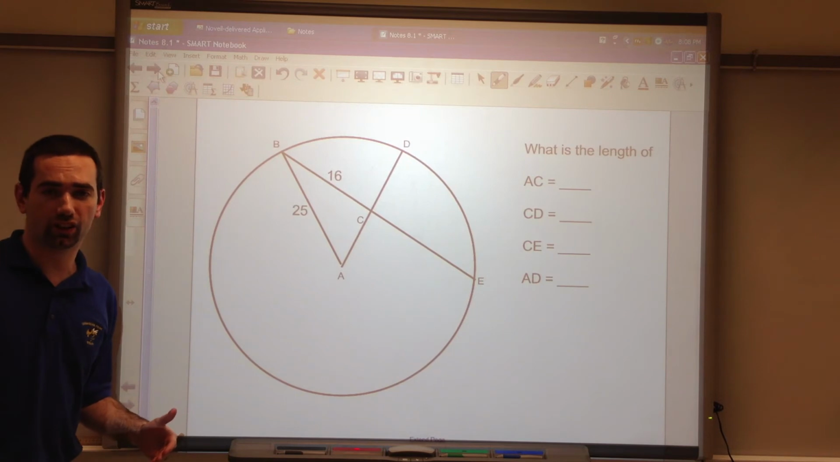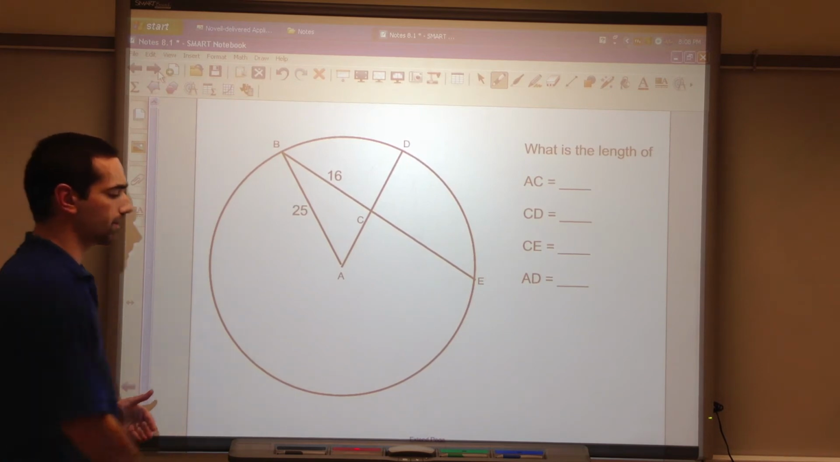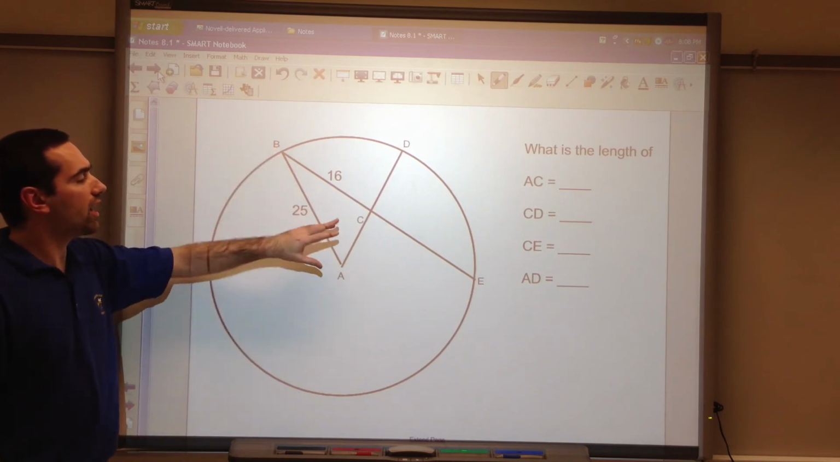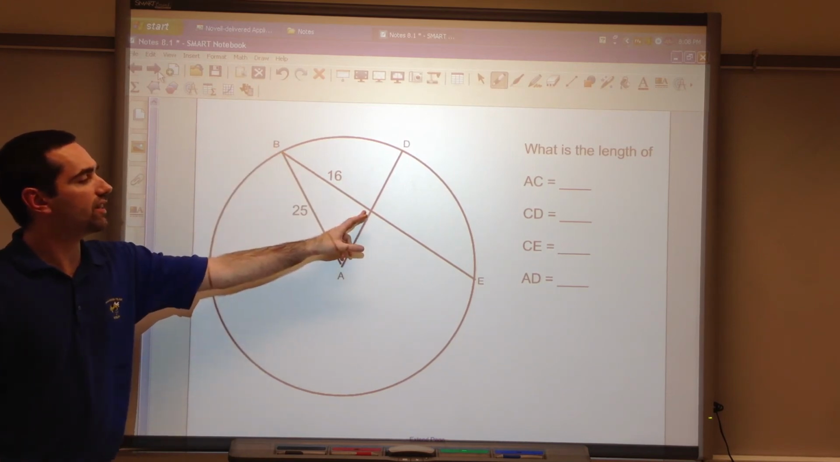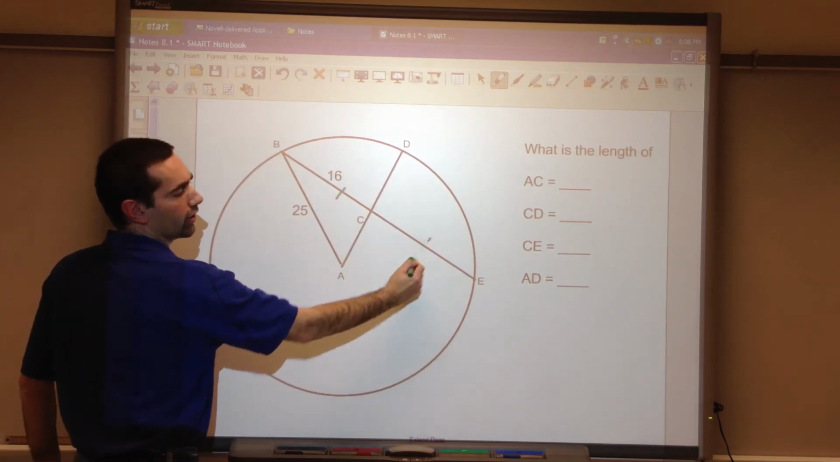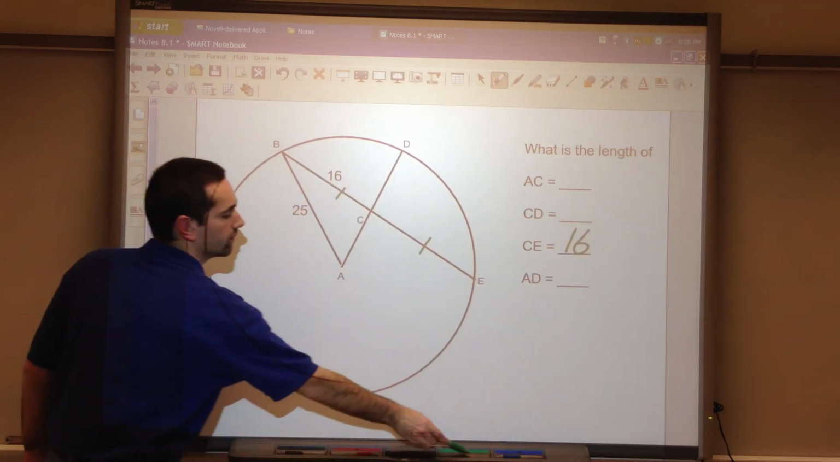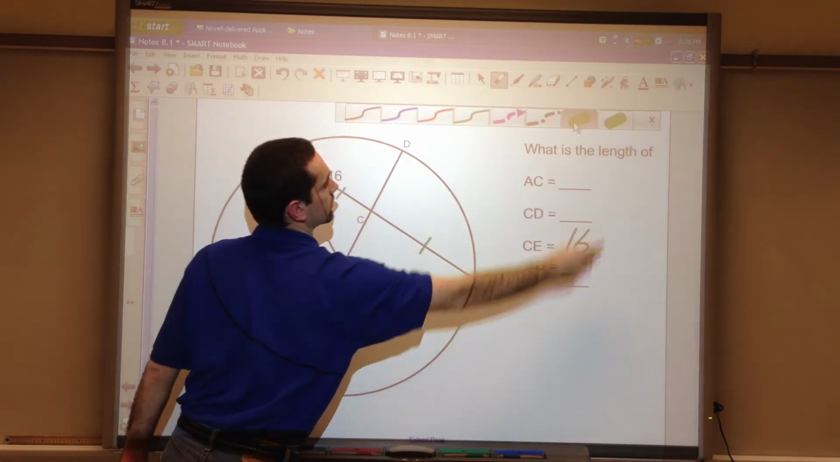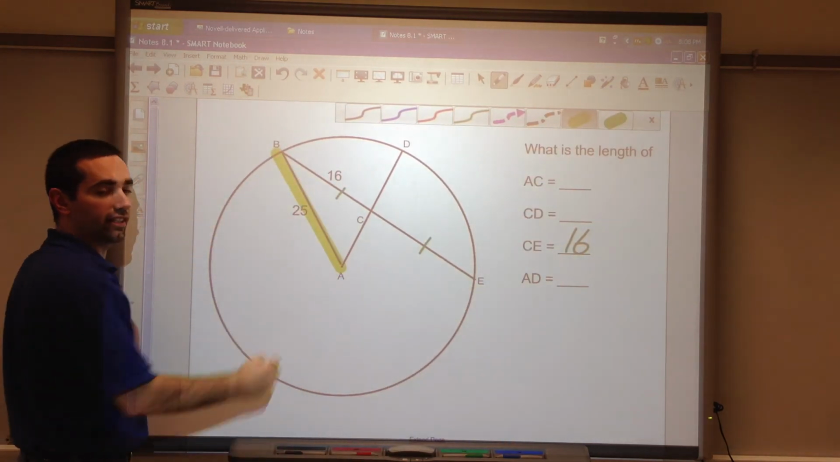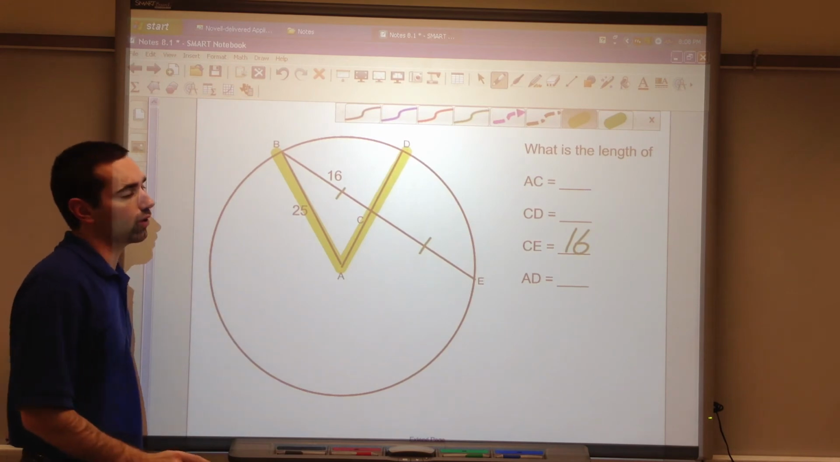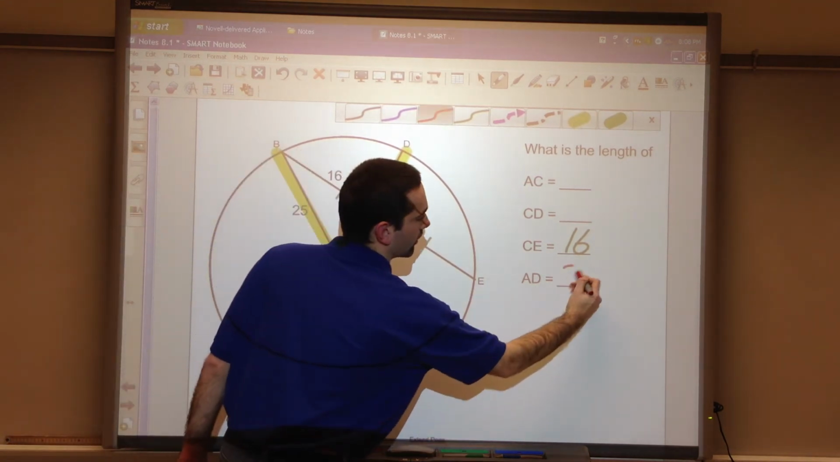So let's apply this to a problem. Here, we have BC is 16, so we already know CE is also 16. BA is the radius, thus AD is also 25.